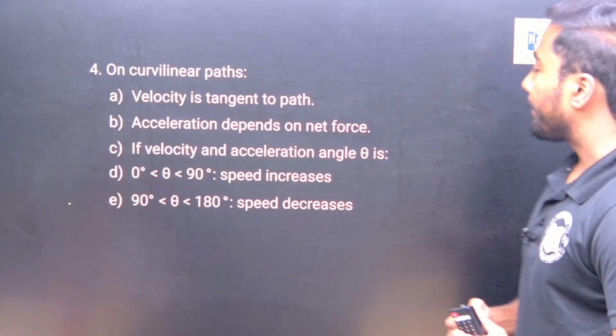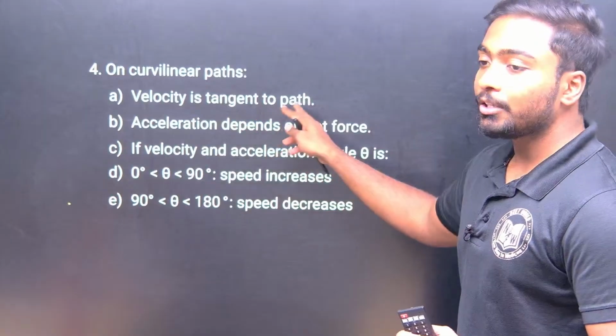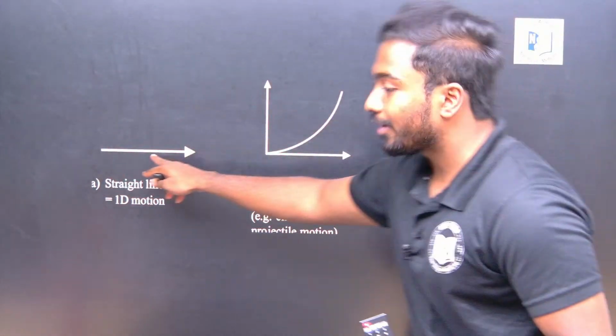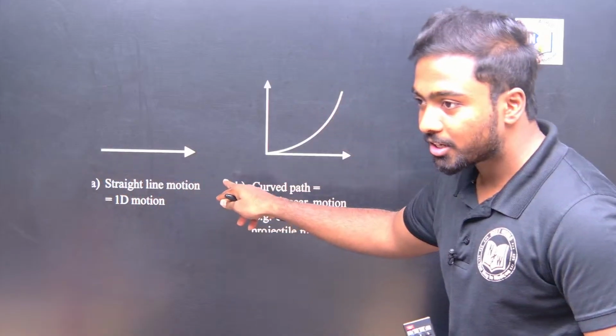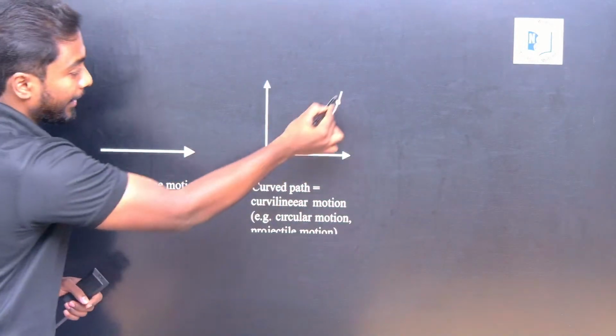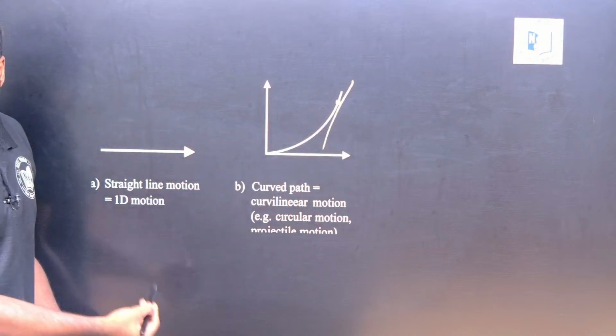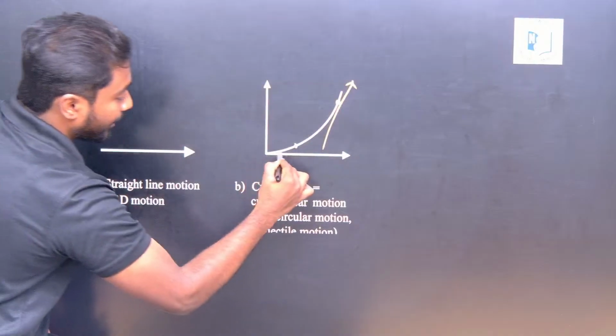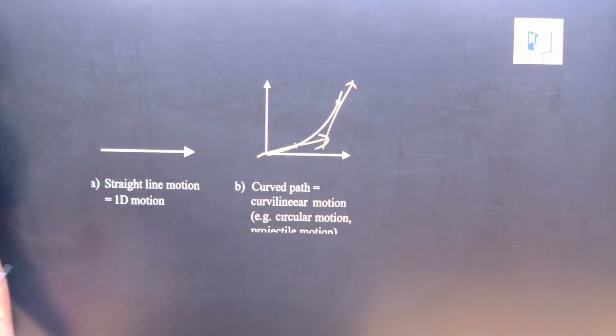On a curvilinear path, velocity is tangent to the path. When I talk about the velocity here, it is in the same direction. If I want to find the velocity direction on this curvilinear path, simply take a tangent over here. If I want to find it at this point, take a tangent like this. So this is my velocity direction. If I want to find it here, take a tangent over here. So this is my velocity direction, right?